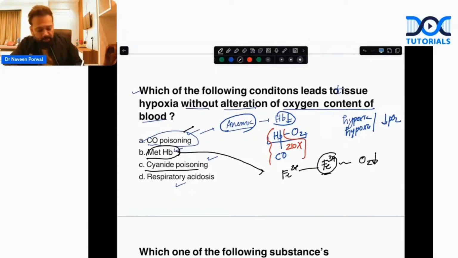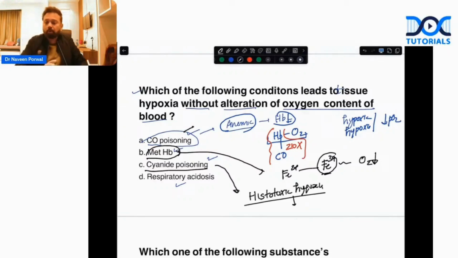Cyanide poisoning is called histotoxic hypoxia. What is the meaning of histotoxic hypoxia? Immediately, what should come to your mind? There is no problem in the content of oxygen. The problem is with the oxygen utilization. So the only hypoxia seen here where oxygen content is not reduced, the answer is going to be cyanide poisoning. You are correct, doctor?